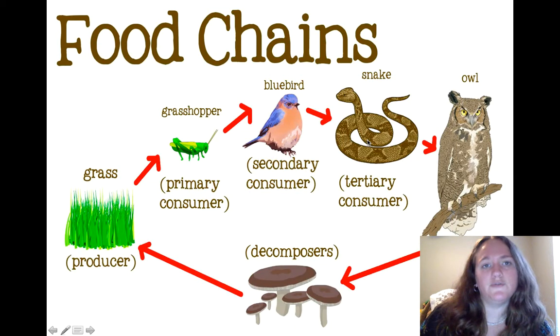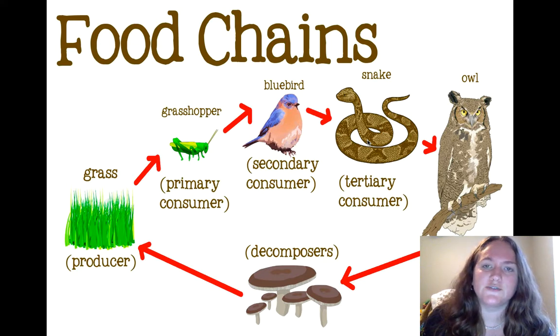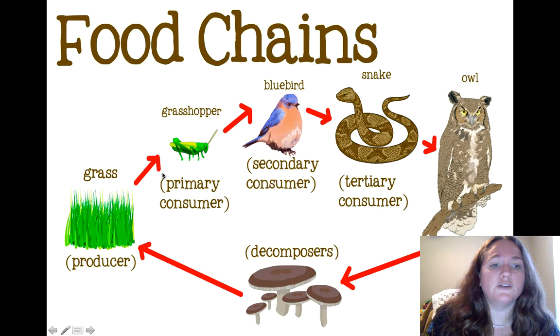So here is an example of a food chain. It's very basic. I kind of expect that you already know this sort of stuff, so we're going to go pretty fast through these things. You can rewind the video if you need to and go back to it. But your producers are the base of your food chain.